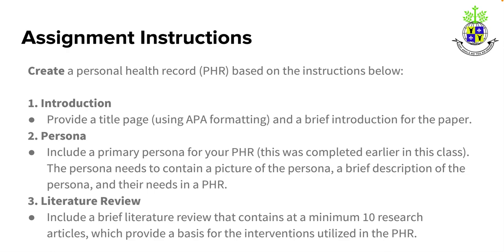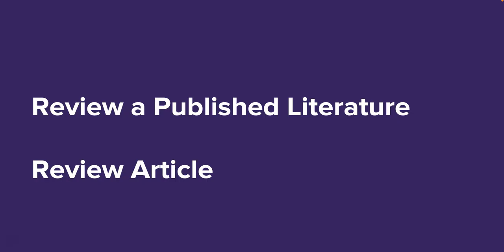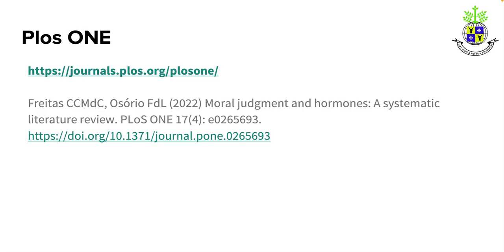So let's go now into looking at a published literature review article. Now this article is coming from PLOS ONE. If you watched our last workshop recording, you'll know that PLOS ONE is a free peer-reviewed journal. You can access all of the articles online, and it's actually fairly high impact. It just celebrated 15 years, and we're going to look at this particular article, Moral Judgment and Hormones, a Systematic Literature Review.